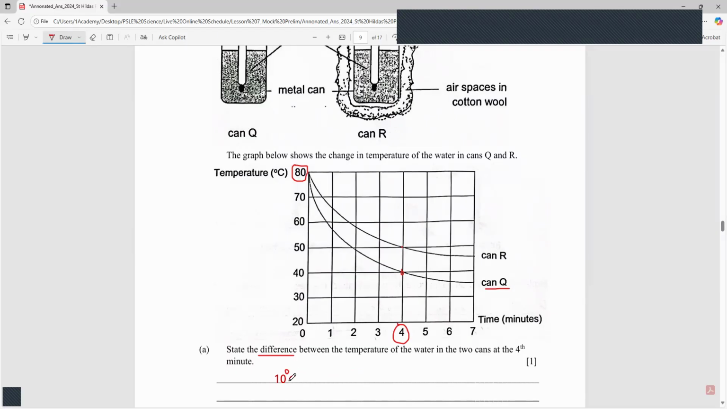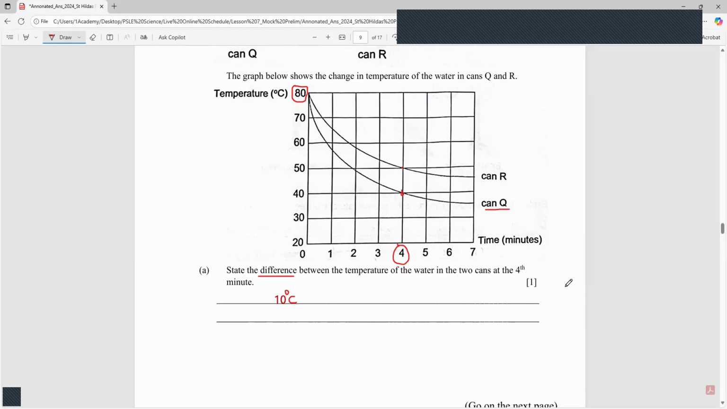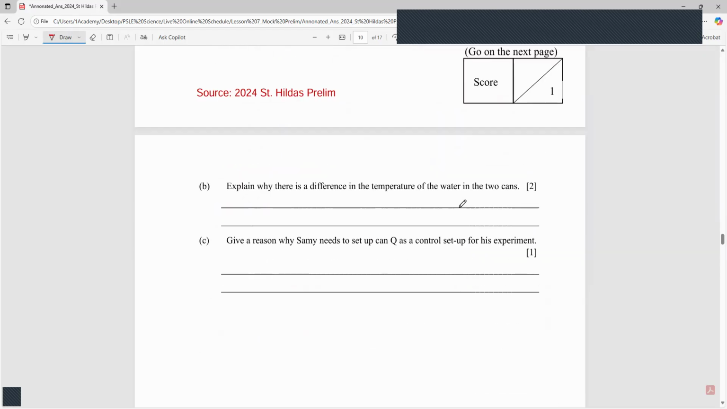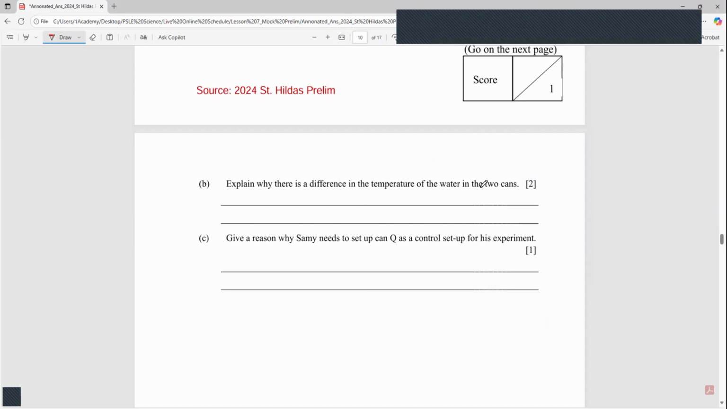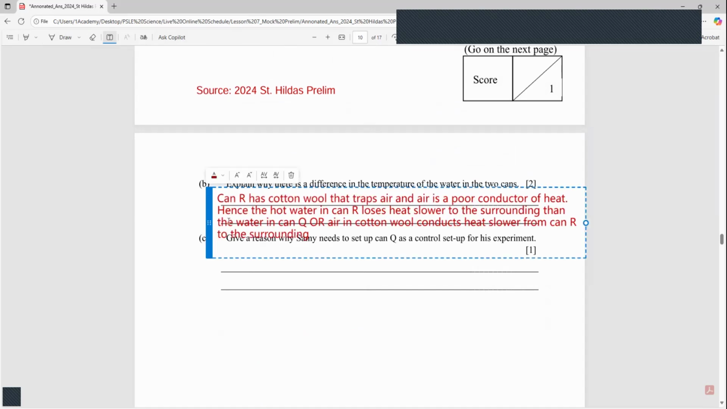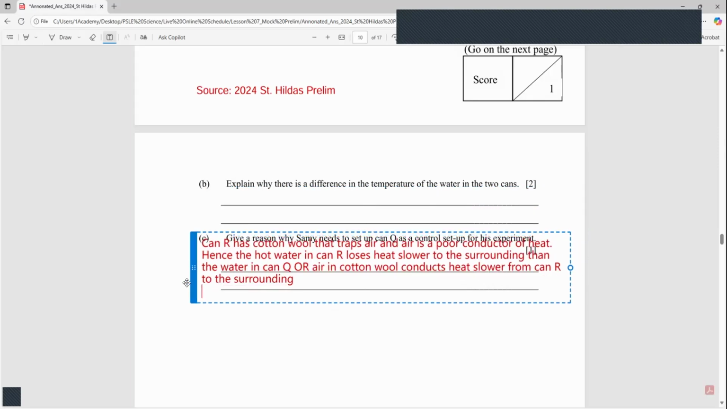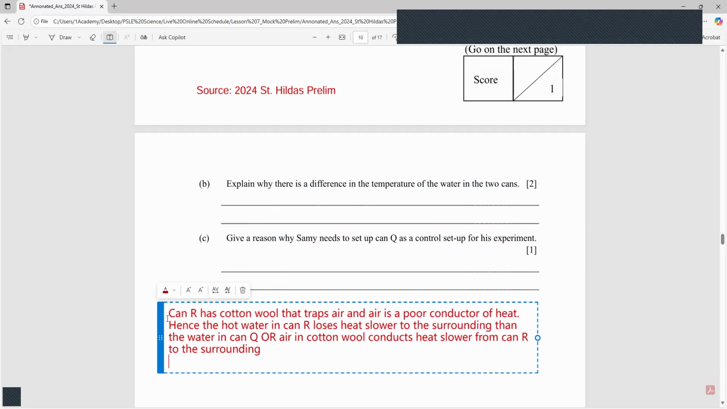10 degrees Celsius. Quite easy, right? 50 minus 40. Next, explain why there's a difference in temperature of the water in the two cans. Let me bring this down here because there's not enough space to write. Okay, put part B.